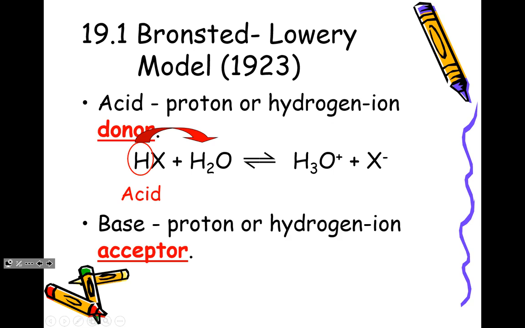Now a base, on the other hand, is a proton or hydrogen ion acceptor. The thing that gets the hydrogen ion is the base. And this is where this gets a little bit different from what we talked about with Arrhenius. Because in the Arrhenius, we wouldn't call water a base. It's water, it's neutral. But what Bronsted-Lowry is saying is, in this case, it's acting like a base. That doesn't mean when we throw water in water, it makes the water basic. It's just with this acid, it's functioning like a base.